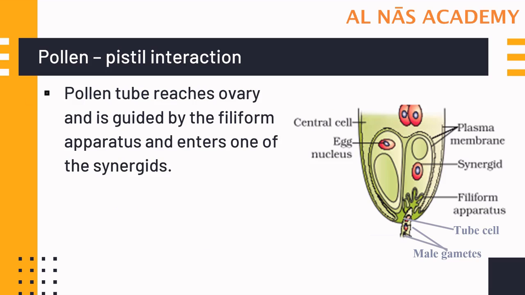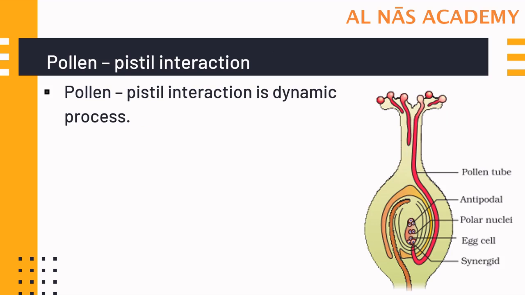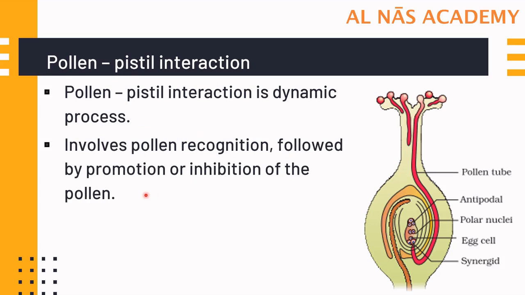After reaching the ovary, the pollen tube enters the ovule through the micropyle and then enters through one of the synergids, and the entry of the pollen tube is guided by the filiform apparatus. All these events, right from the deposition of the pollen grain on the stigma until the pollen tube enters the ovule, are together referred to as pollen-pistil interaction. We know that pollen-pistil interaction is a dynamic process.